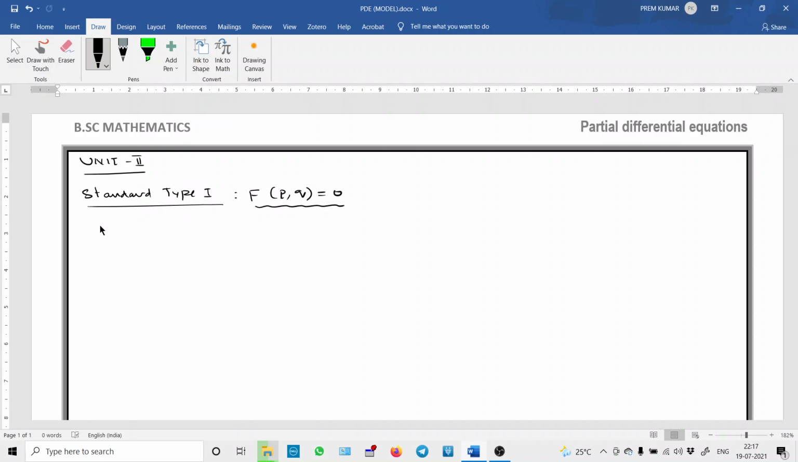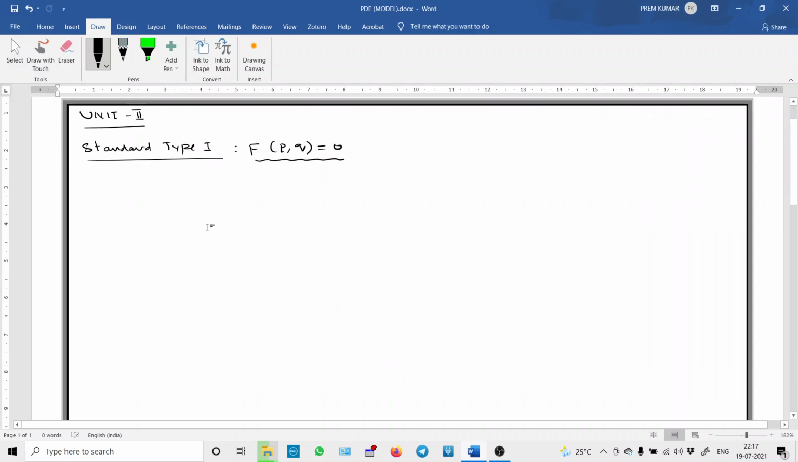And now we are going to discuss the method of how to find the complete integral, singular integral, and the general integral. Singular integral does not exist for this type, that we are going to check now. First we will check what is the complete integral corresponding to this kind of PDE. The PDE will be involving only P and Q.